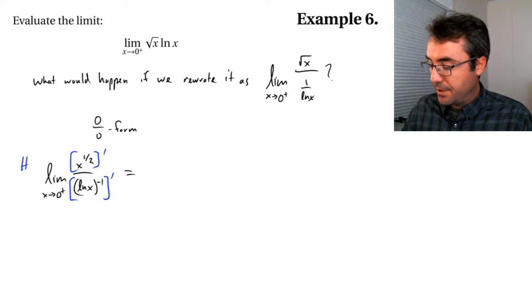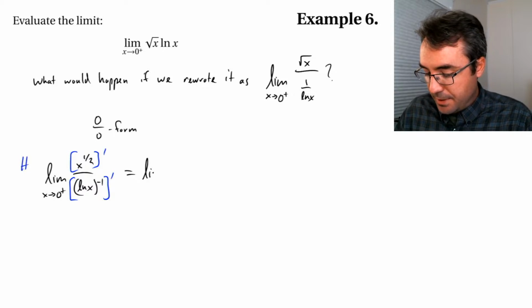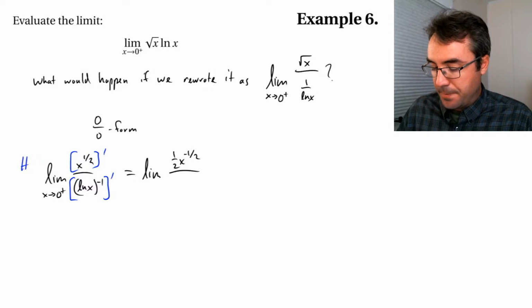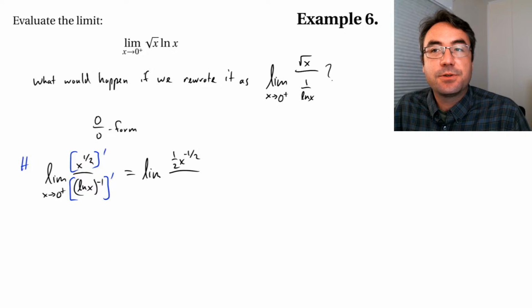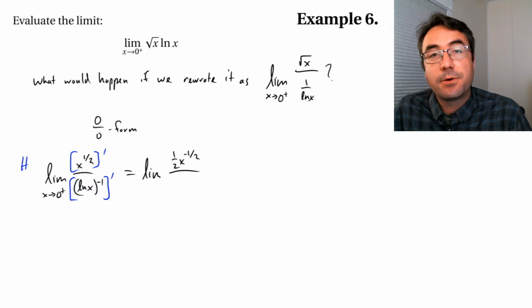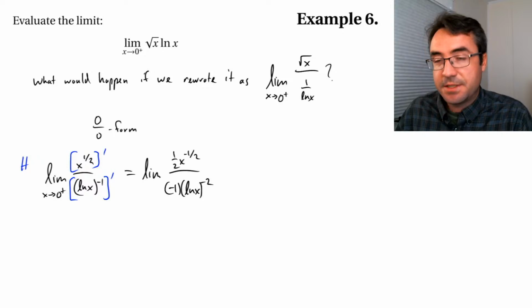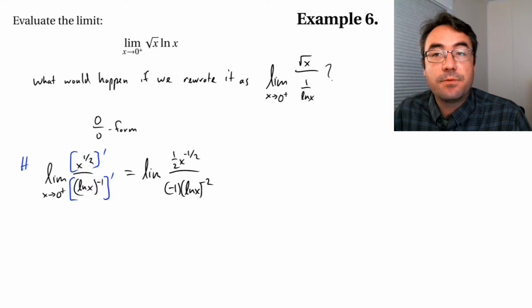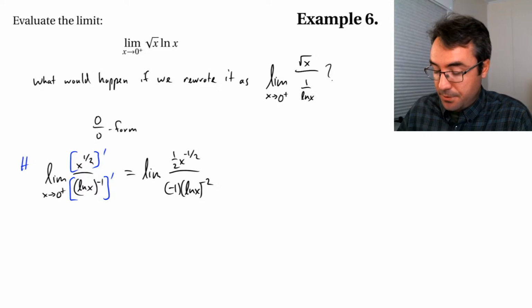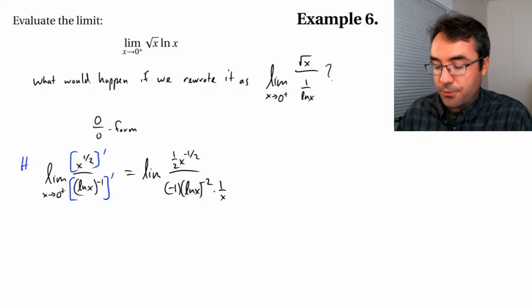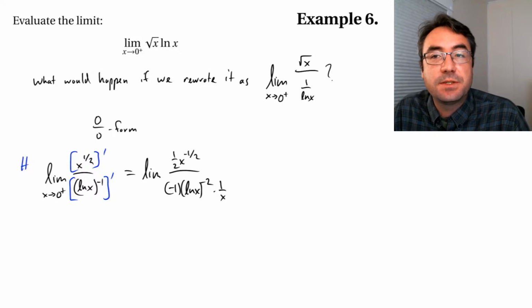so we're applying the rule there, we would get the limit of 1/2 x to the -1/2 over, and to differentiate natural log x raised to the -1 power, we have to use chain rule. So we bring down the -1, keep what's inside the parentheses exactly the same, subtract 1 from the exponent, so we get -2, and then multiply by the derivative of what's inside the parentheses, so times 1 over x.